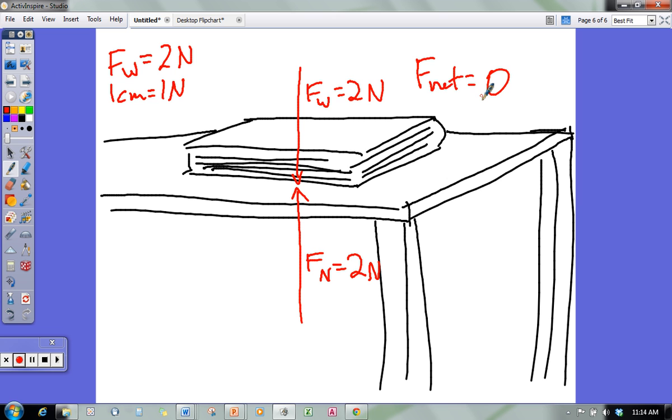Questions on that? Okay, let's look at number 4. It's saying a girl is suspended from a bar which hangs from the ceiling by 2 ropes. Okay, like a trapeze. So, first thing I want to do is, what's my force weight of the girl going to be? 15 kilograms. Okay, put it in newtons. 150 newtons.